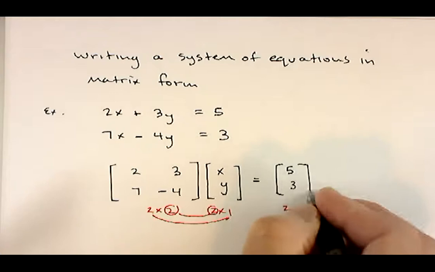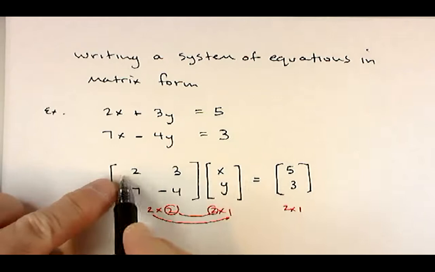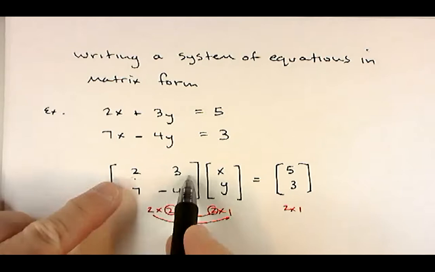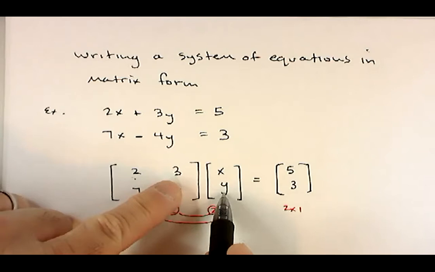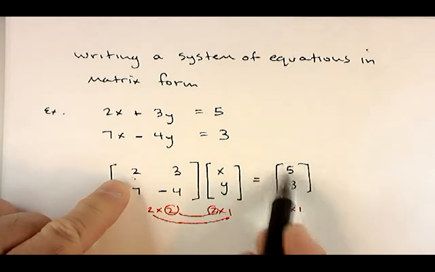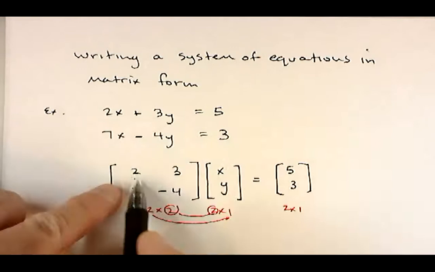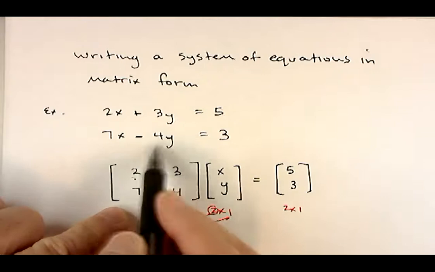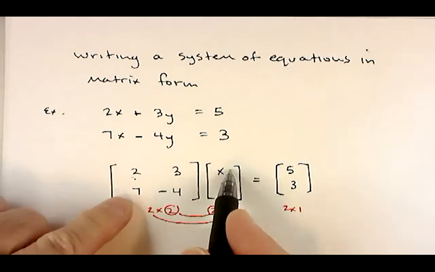Now, think backwards about how this works. If I multiply this 2x2 by a 2x1, we take the first row times the column, and that gives me 2x plus 3y. Because that was the first row times the column, that would equal the top number, 5. And that's exactly what the top equation says: 2x plus 3y equals 5. Likewise, the bottom equation can be expressed by taking the bottom row, 7x minus 4y, which should equal 3, my bottom number.